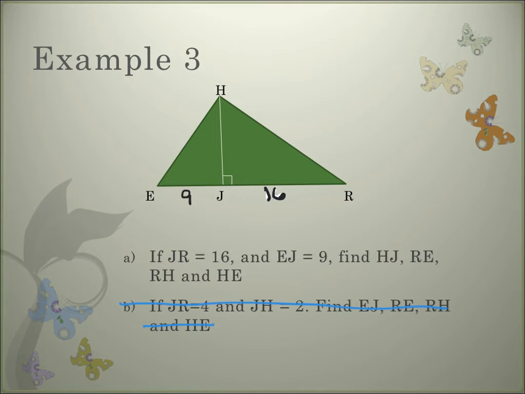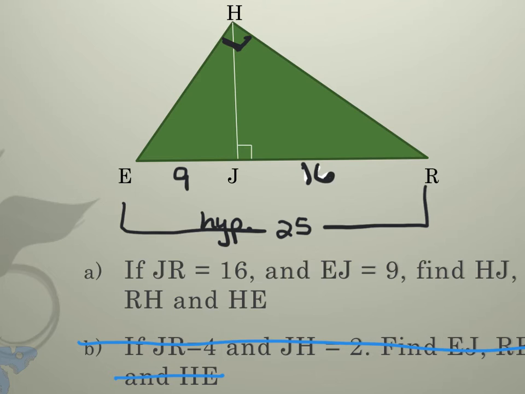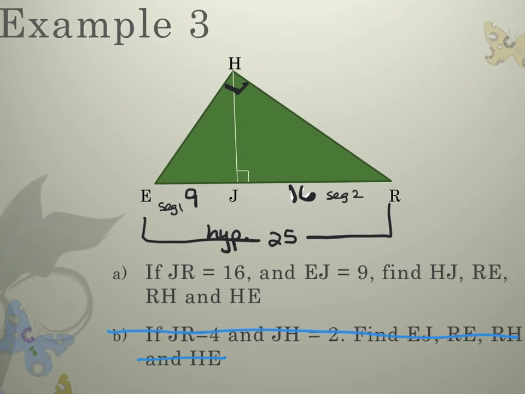Now up here is the right angle. So this ER here is the hypotenuse, and I can find it by adding 9 plus 16. The 9, I could call this one segment 1, and I can say that this one's segment 2. It doesn't matter which one you label as segment 1 or segment 2.